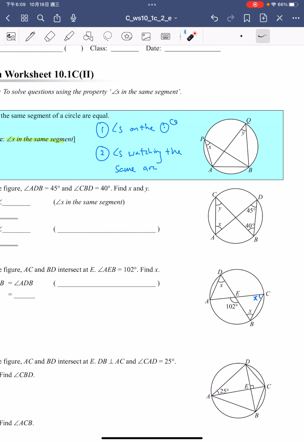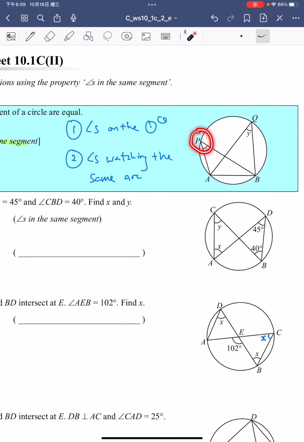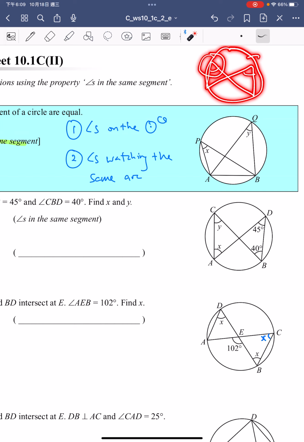For example, both x and y are on the circumference. For this one, something like this angle and this angle cannot be used, because this angle is not on the circumference, so it doesn't fulfill the first condition, and you can't use the angles in the same segment.